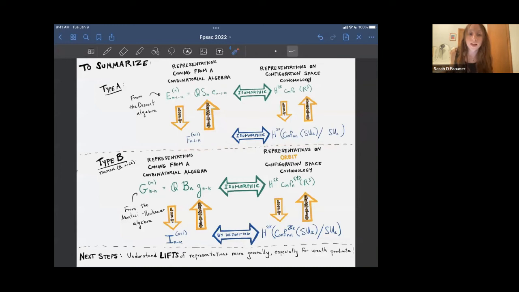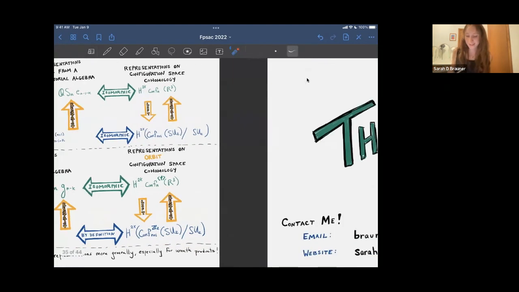All right, and then in type B, our representations that are coming from a combinatorial algebra are coming from the Mantaci-Reutenauer algebra. They're isomorphic to the representations on the cohomology of this orbit configuration space. And again, they lift to Bn+1. Okay, so this lifting is a very subtle property. So I think a natural next question is to really understand where and when we get lifts, generally, especially in the context of wreath products. All right, thank you.